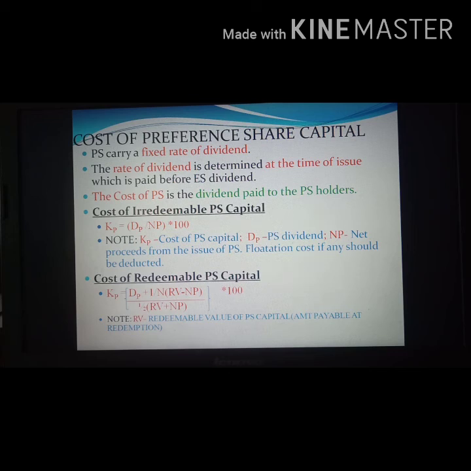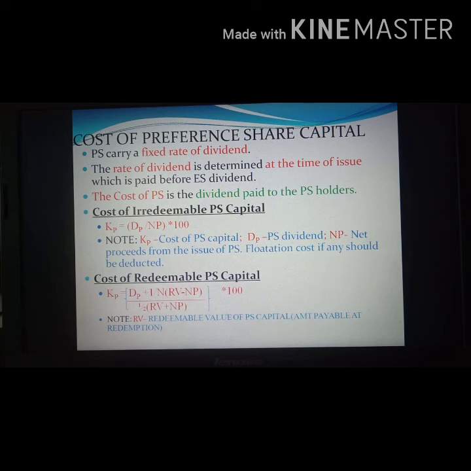So when people are investing in preference shares, definitely they will expect a return in the form of dividend. When people are investing in debentures, they will expect a return in the form of interest. So interest is the cost of debt, and dividend is the cost of preference share. We all know that the preference share dividend is already fixed, unlike equity shares. Like the cost of debt, here also there is cost of irredeemable preference share capital and there is cost of redeemable preference share capital.